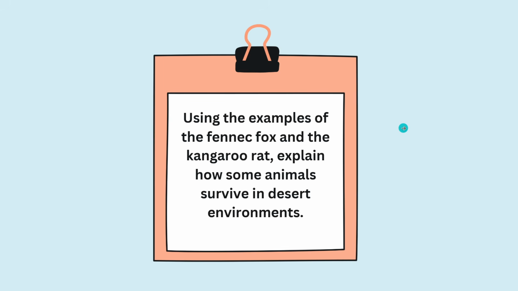And so the question is going to look like this. "Using the examples of the fennec fox and the kangaroo rat, explain how some animals survive in desert environments." You can see in this case, it specifically mentions the examples. So it's critically important for you to summarize those specific examples in your answer.